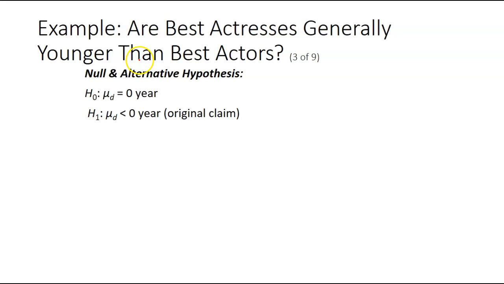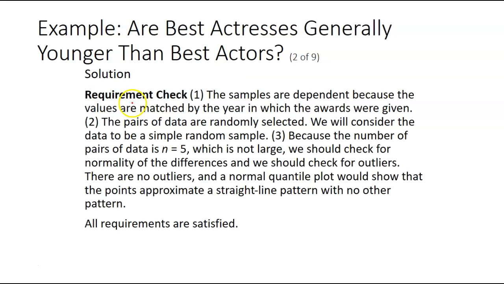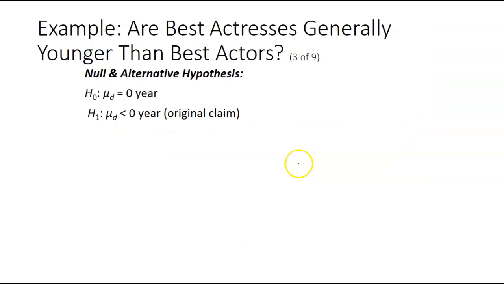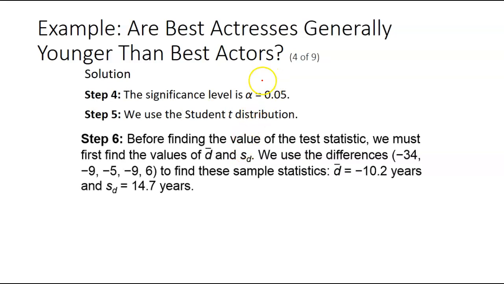Okay, so as far as setting this up for our null and alternative hypothesis, we're going to just say that the mean difference is 0 for our null hypothesis. If you remember, that is equal to, and then our alternative hypothesis, the mean difference is less than 0, and that would be our claim. Going back to our claim statement here, the claim is that the differences have a mean less than 0. So we're going to use just our regular t-distribution.